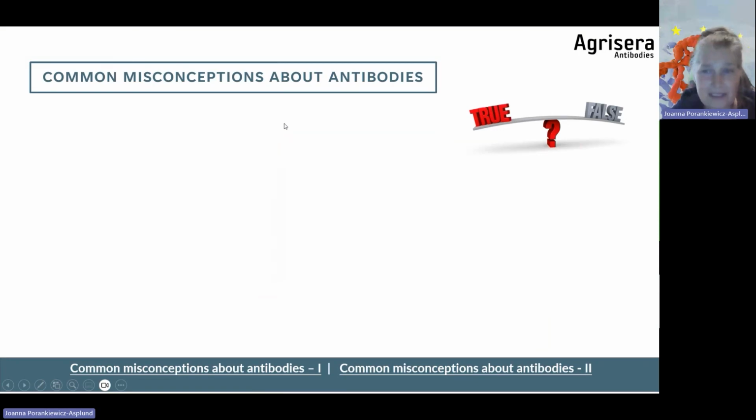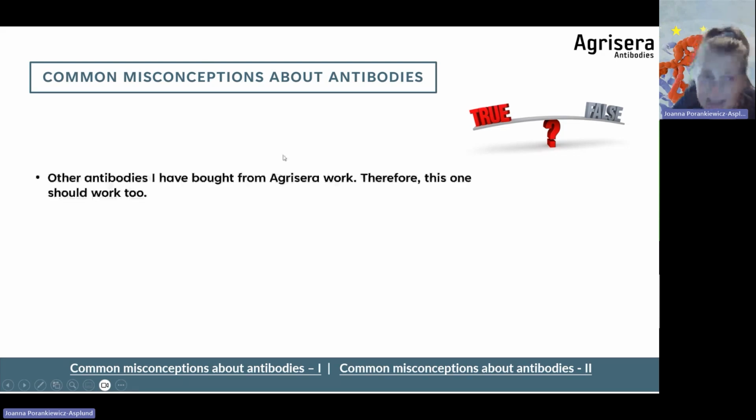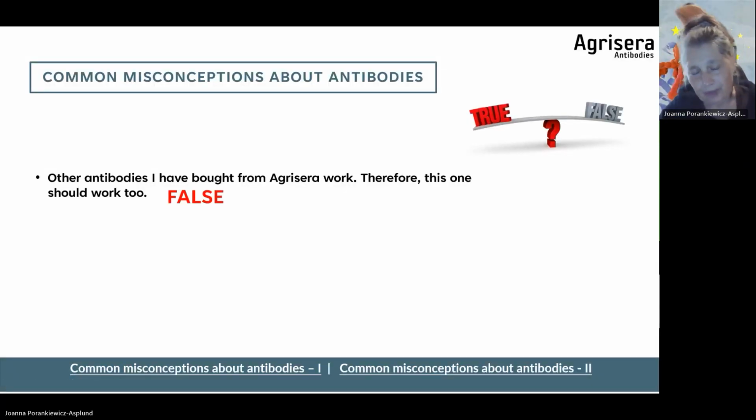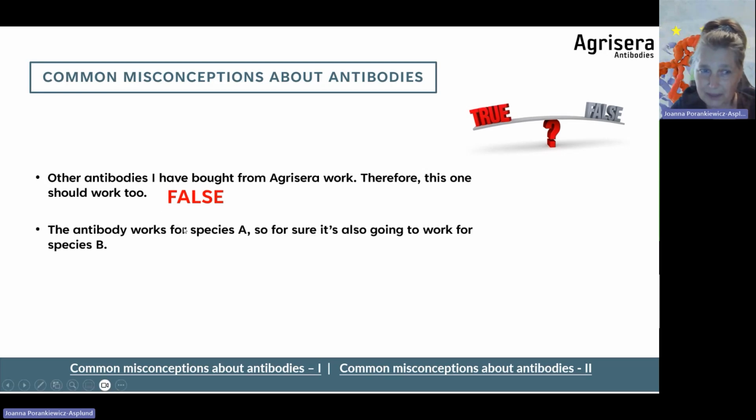And now it's time for a few questions. First, I have questions for you before you can ask me questions. Is it true or false? Other antibodies I have bought from Agrisera work, therefore this one should work too. Is this true or false? Answer yourself, and I will provide you with the answer. It's false. Each protein antibody pair is unique, so you cannot assume that if one antibody purchased from the company works, then the other one is going to work too. This does not work like that. Each protein antibody pair is unique.